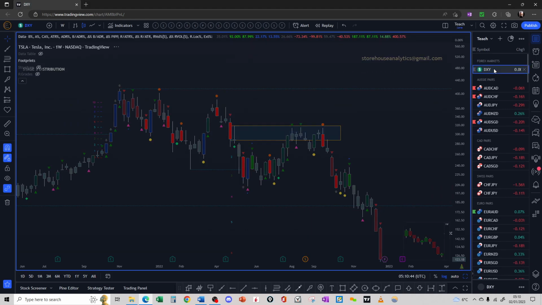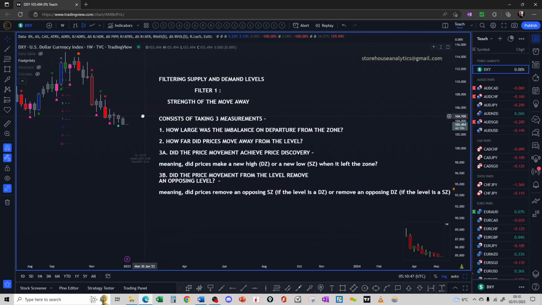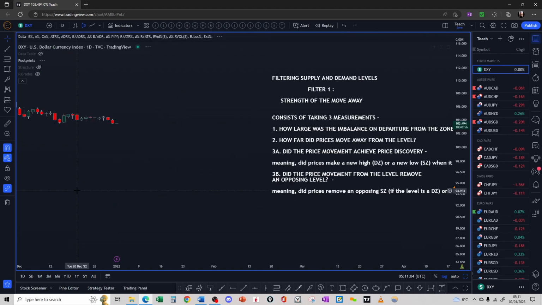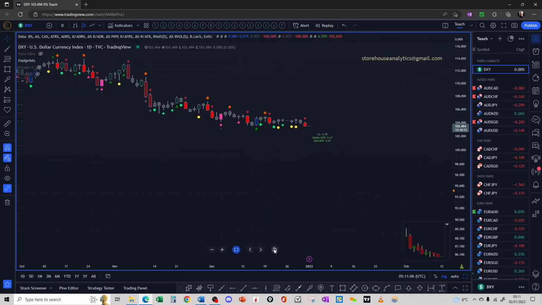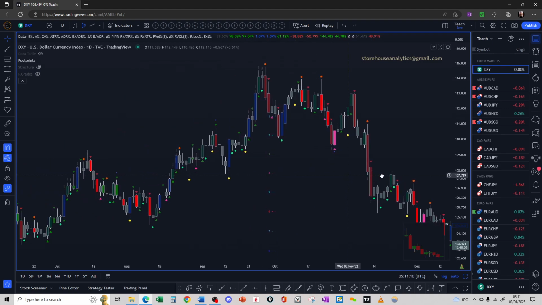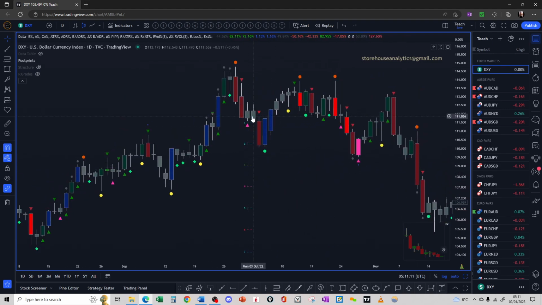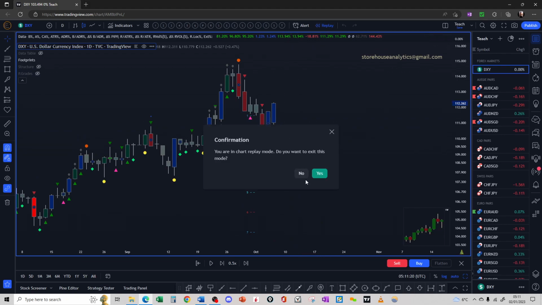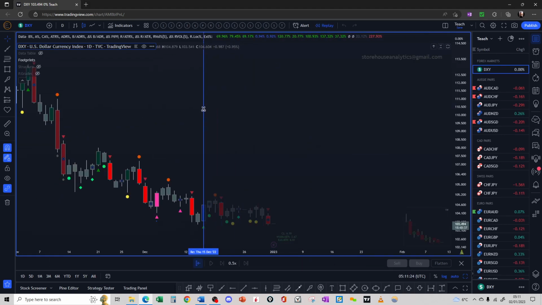Now, one of the other ways that we ask the same question is, did prices remove an opposing level? Did prices remove an opposing level? Okay, and you'll see that. In fact, let me try and change this one to a daily and see if we have what we want here. Right. So look at this daily level. This is, again, I'm going to play the replay. Where is the replay? In fact, let's do that again.